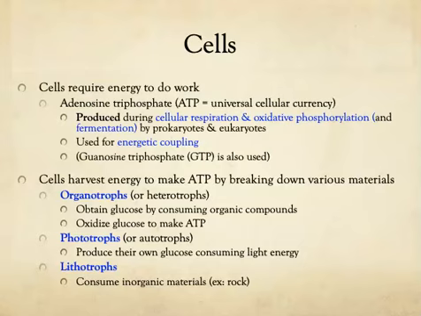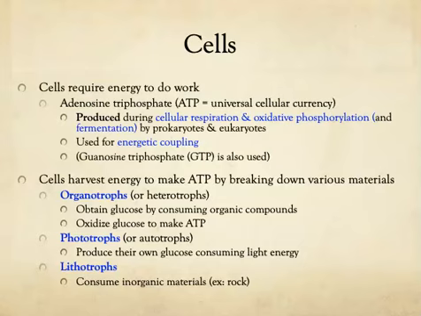Remember that there is a particular molecule inside of all living cells that serves as sort of a cellular currency, and that molecule is ATP, or adenosine triphosphate. Adenosine triphosphate is produced during a couple of different types of metabolic reactions. Cellular respiration and oxidative phosphorylation is a very common way for cells to produce their ATP.